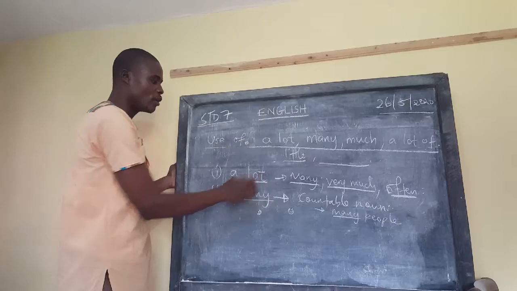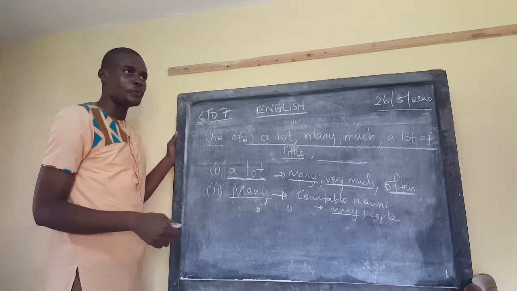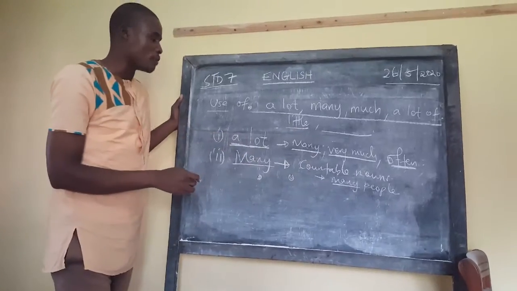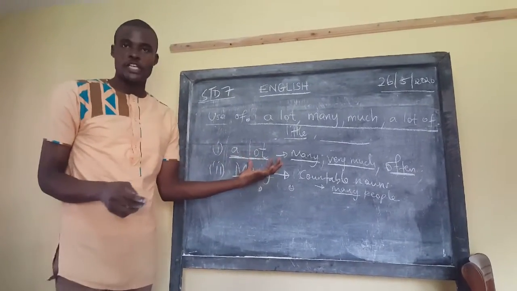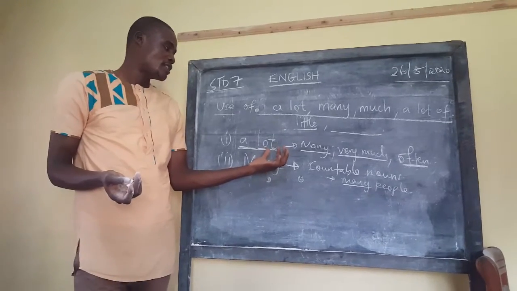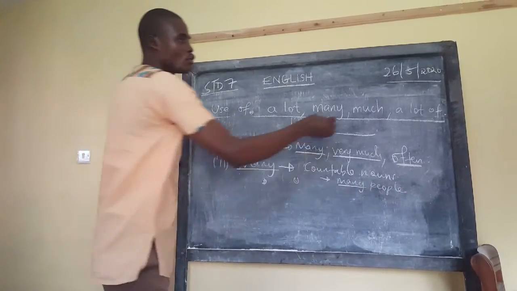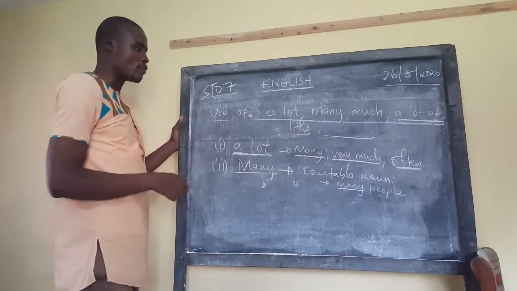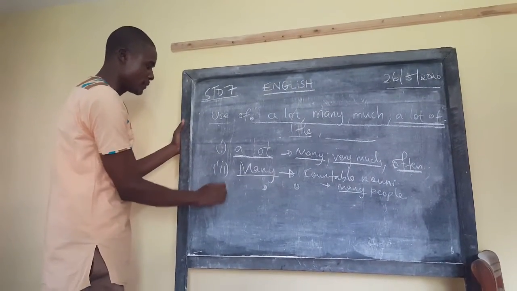Same as a lot. A lot is used with both countable and uncountable nouns. You can talk of we have a lot of water in the house. You can't say many water, but you can say a lot of water. A lot of can be used with both countable and uncountable. We're going to come to it there.